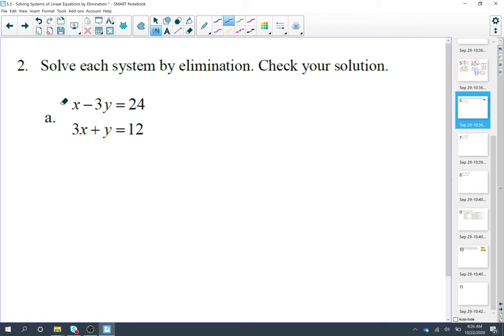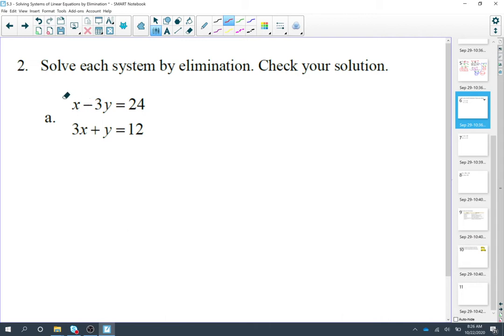Well, this one has a coefficient of 1, this one 3. Those aren't opposites. This one has a -3, this one has a 1. Those aren't opposites. So in this example, we have to multiply by a constant first, which means a number, and we're going to pick that number so that we get an opposite coefficient.